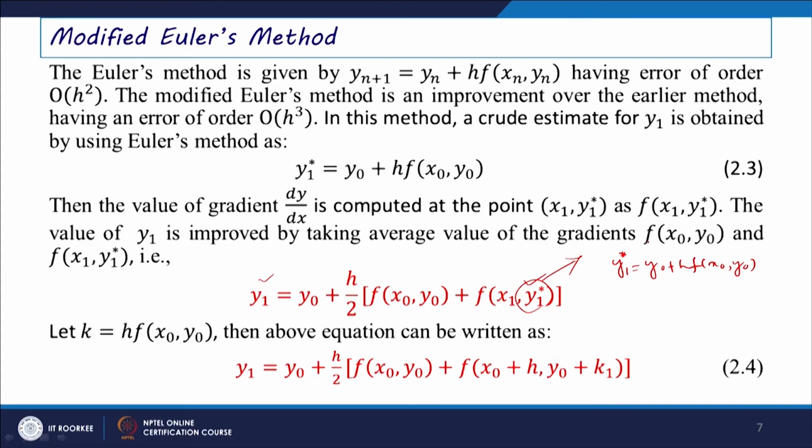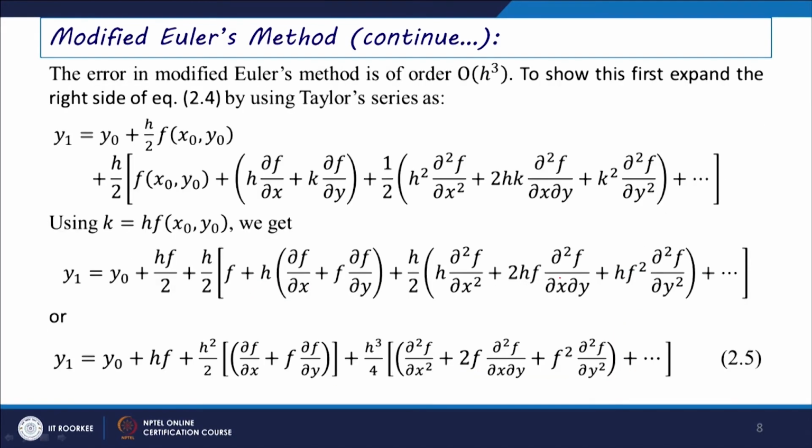Then if we take k as h f of x0 y0, in the modified form y1 can be written as y1 equals y0 plus h by 2 times f of x0 y0 plus f of x0 plus h, that is x1, and then y1 star, which can be written as y0 plus h f of x0 y0. Since we already defined k1 as h f of x0 y0, this is y0 plus k1.